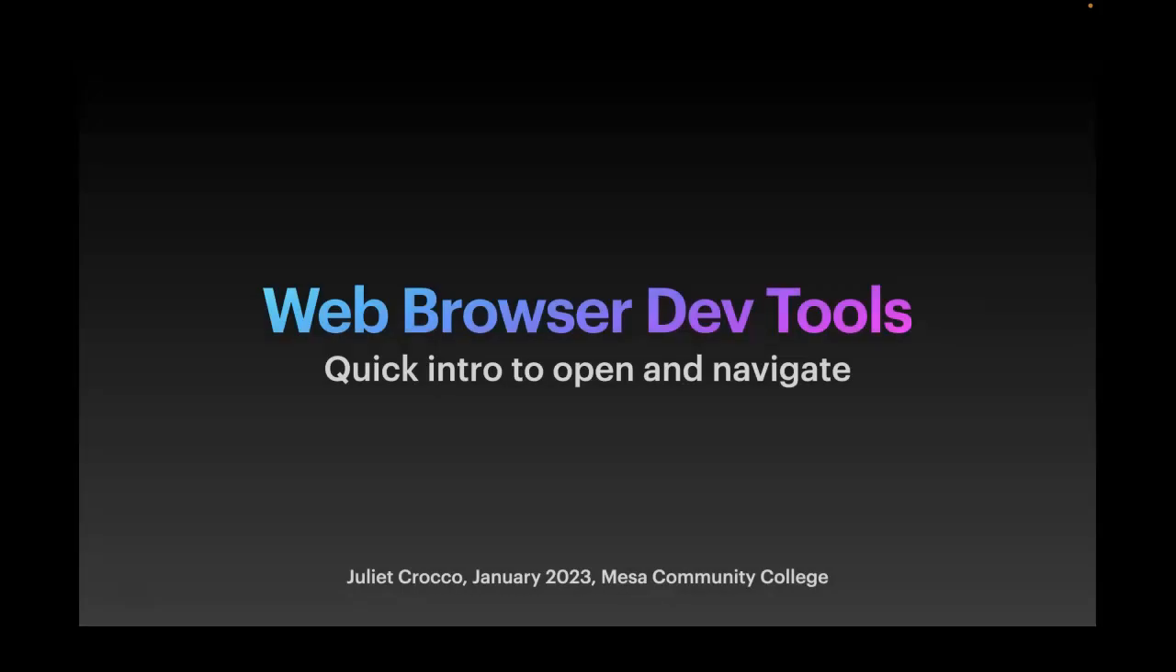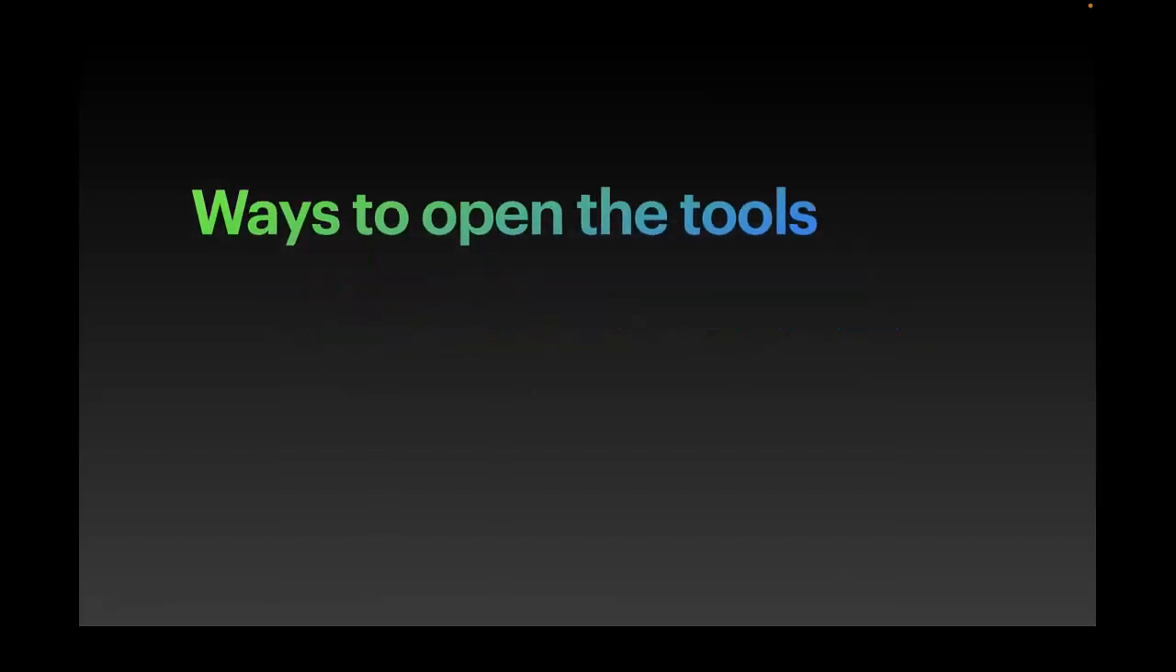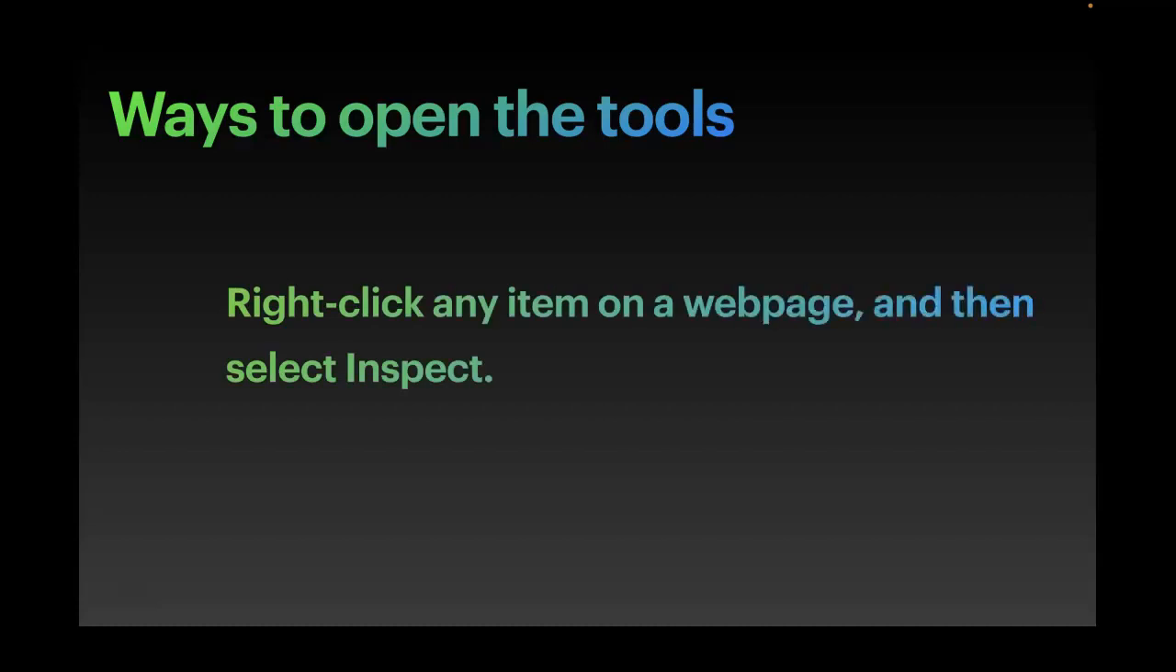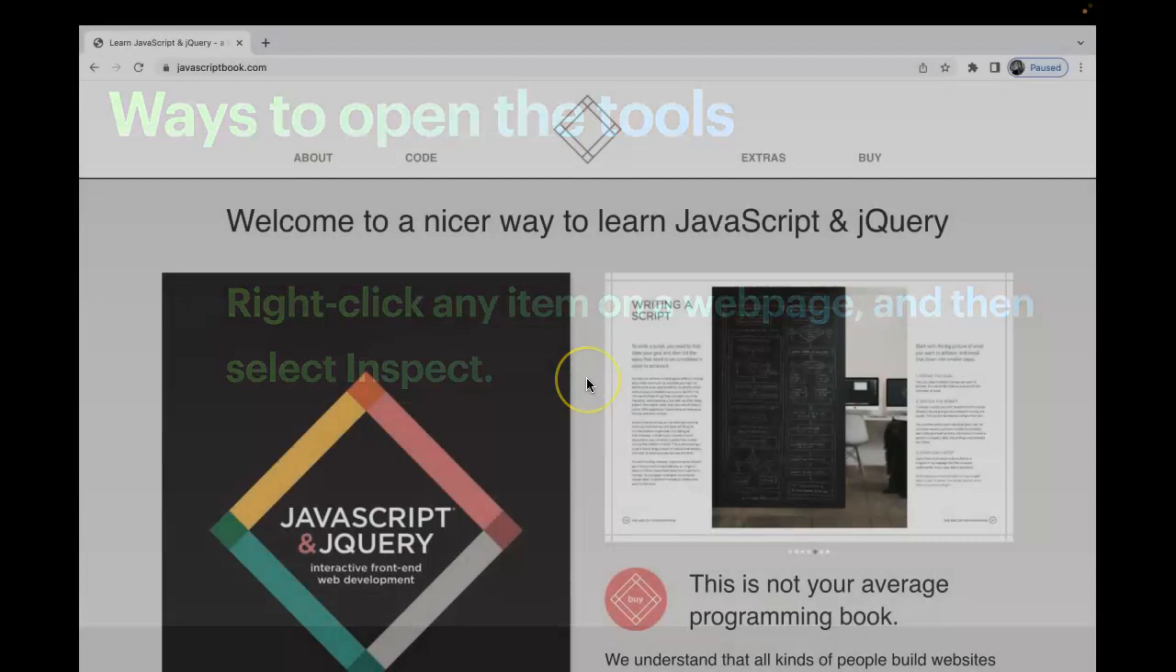In this video, I'm going to show you 3 quick ways to open the web browser development tools. The first way to open the tool is to click on any element inside a web page and select Inspect.